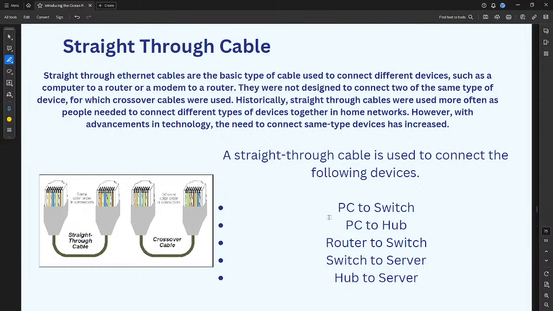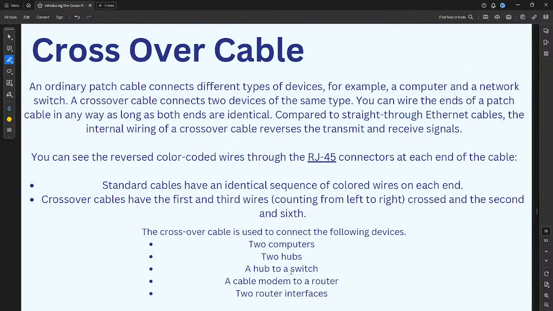So when we're connecting two devices that are not the same, we use a straight through. Very important. And then when we use a crossover, we are connecting devices that are in the same category. So a straight through cable we'll use when we connect a PC to a switch, a PC to a hub, a router to a switch, or a switch to a server, or a hub to a server.